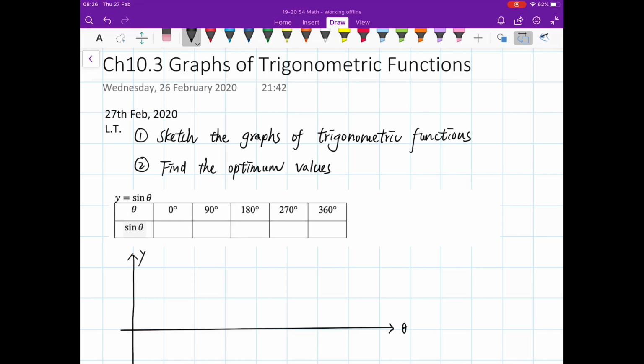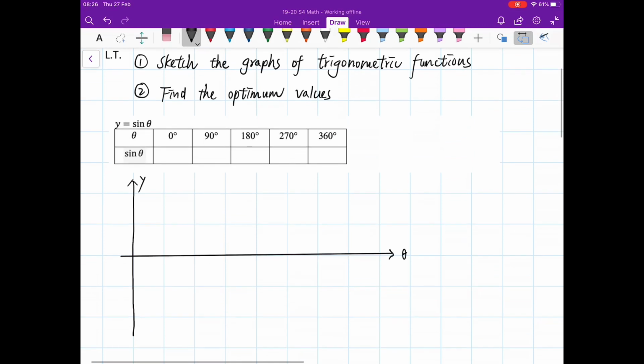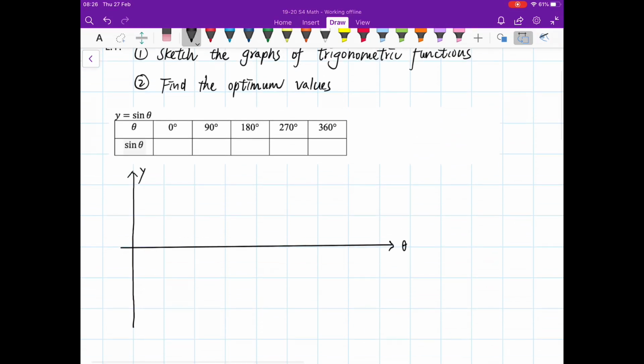We are going to sketch the graphs of sine theta, cosine theta, and tangent theta. As you can see, there is a table below about y equal to sine theta. Please pause the video and help me to draw the table on your notebook. Then please take out your calculator. As you can see, there are different angles here. Please help me to calculate the sine theta with different angles, and we will check the answer later. Okay, so let's check the answer.